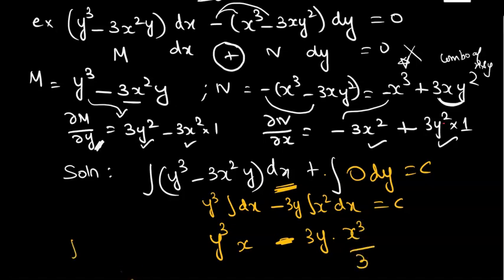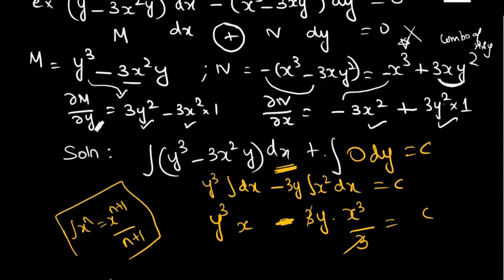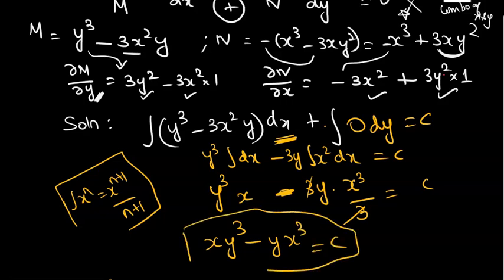Using the formula, integral of x power n is x power n plus 1 by n plus 1, which is a very basic formula in integration, that is equal to c. This 3 and this 3 will get cancelled. So your solution is x y cube minus y x cube is equal to c. So this is how we will solve an exact differential equation.